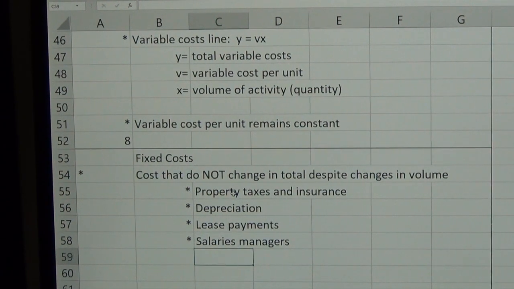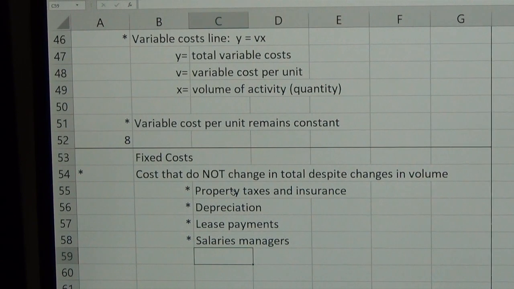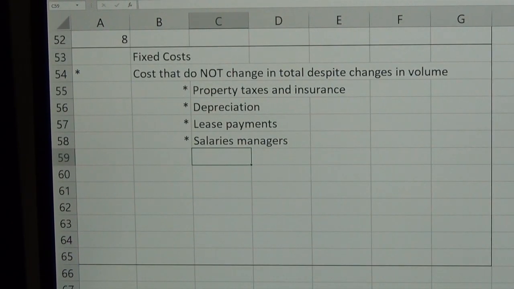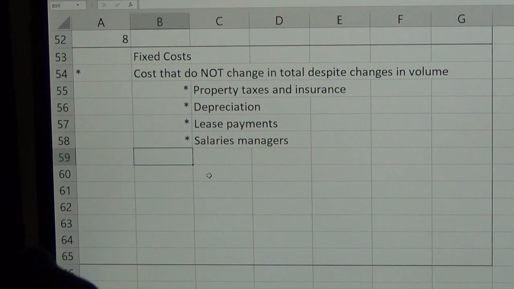Lease payments, those are rent payments. Salaries, managers, those again, they're fixed. They don't change relative to the number of units that are produced. They stay pretty constant. So property taxes, insurance, depreciation, lease payments, salary payments, those are all fixed in nature.